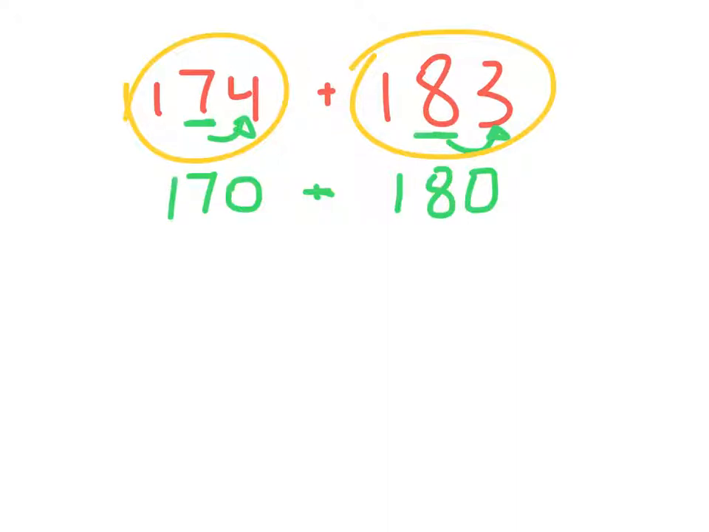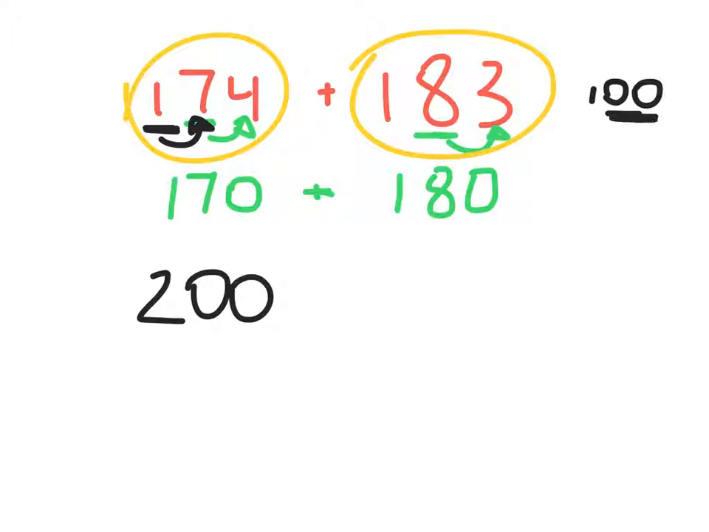But maybe you don't want to round to the nearest 10, and that's okay. Maybe you want to round to the nearest 100. Well, 174 to the nearest 100, here's my hundreds place value. I look to the right and it's a 7. So that means I'm going to round up because it's 5 or higher. So that means my 1 becomes a 2 and then I add 2 zeros. Because remember, when you round to the nearest 100, you should have 2 zeros in your number.